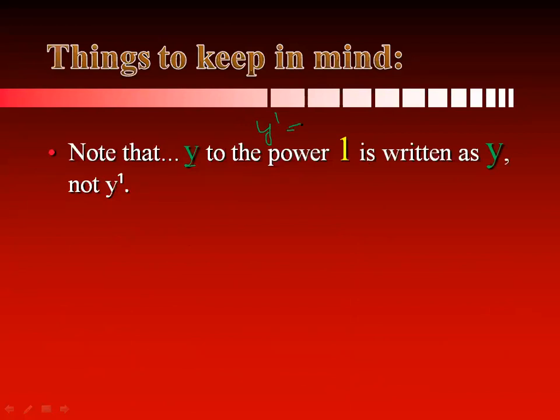Means you have to write it down as only y. Okay, do not write it down in this way. Note that again I'm repeating, y to the power 1 is written as simply y, not y1. Why? Because it tells you that it has power 1.